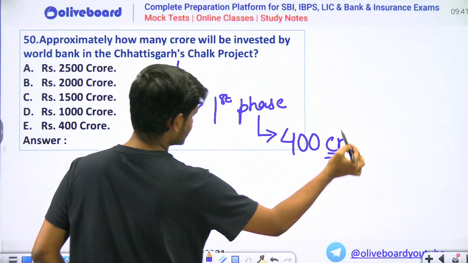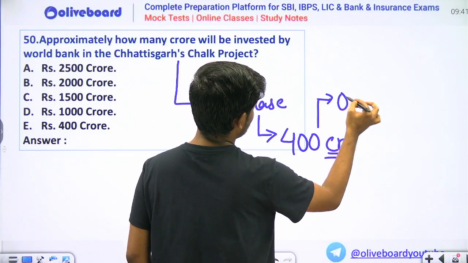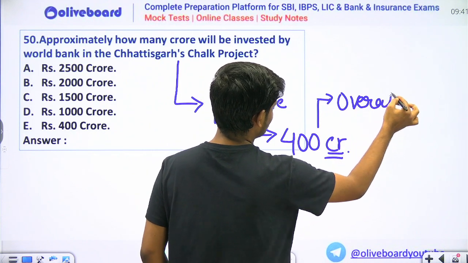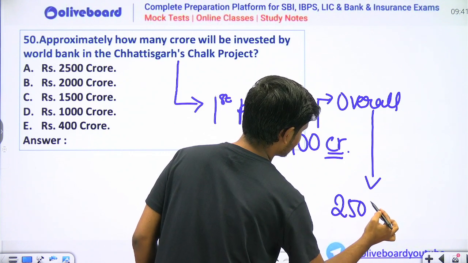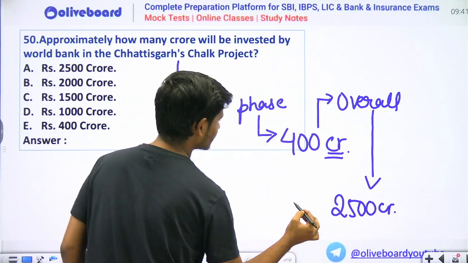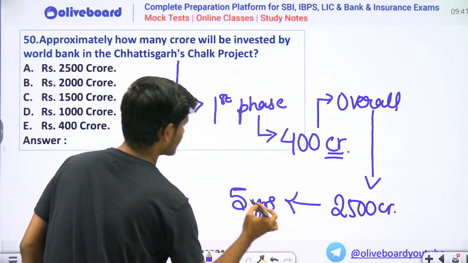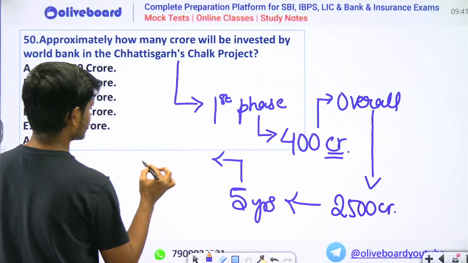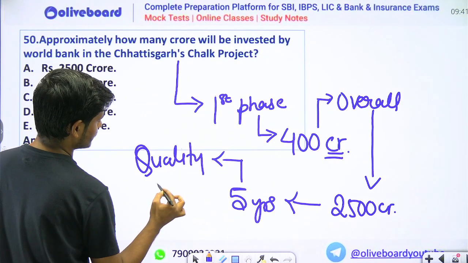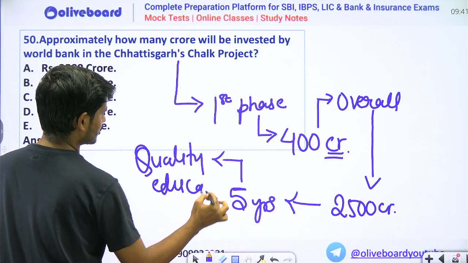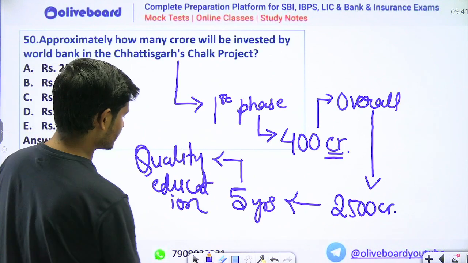Okay, 400 crore. But overall, the World Bank would be investing rupees 2500 crore in 5 years for better education, quality education basically. So the CHALK project is associated with quality education in Chhattisgarh.